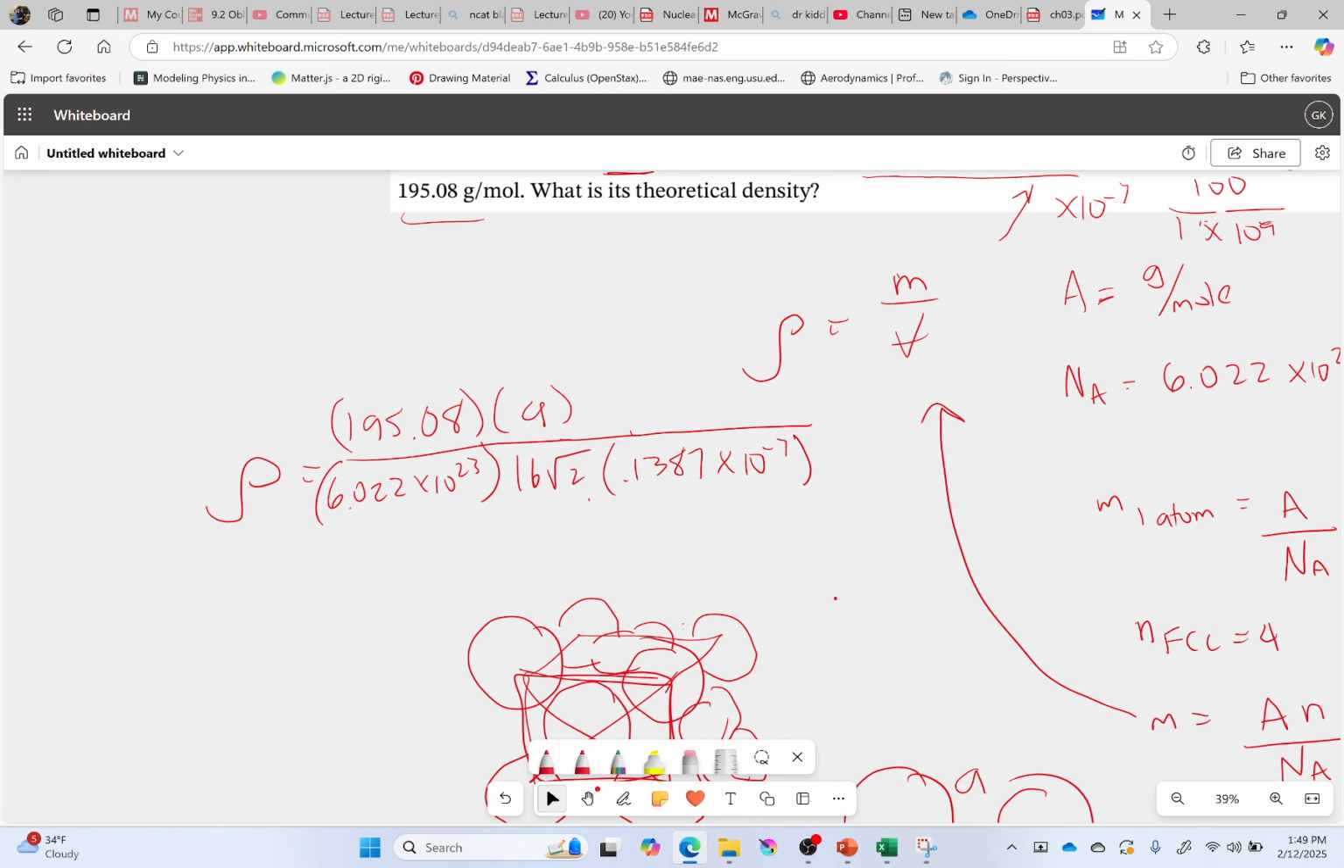If I plug that into my calculator, let's see what it comes out as. That comes out to be 21.46 grams per centimeter cubed. There you go. As a note, sorry, this right here is supposed to be cubed. Perfect. So we solved this one.